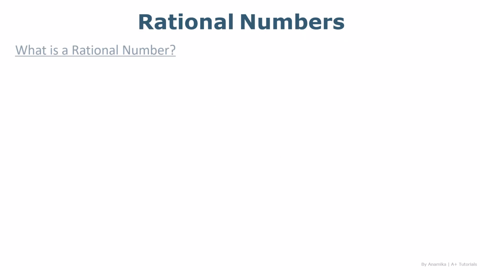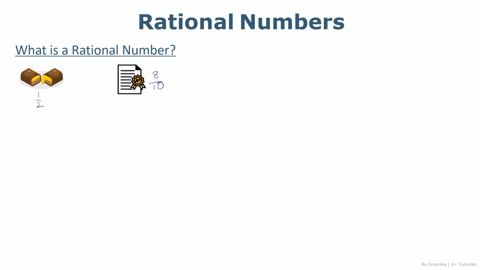Rational numbers are numbers we use every day. Like when you share a chocolate bar with a friend, each person gets half. That's 1/2. And guess what? That's a rational number. Scored 8 out of 10 in a test? That's 8/10. Another rational number.